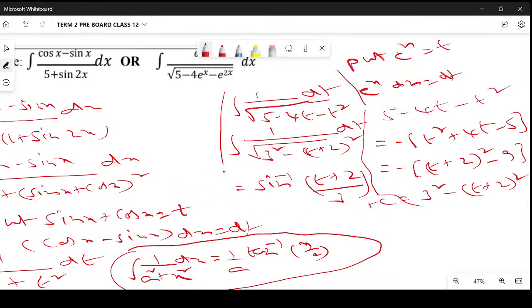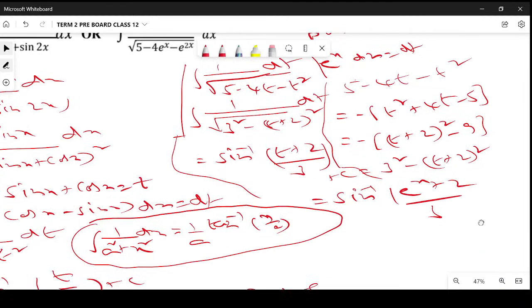I can consider this. So finally this is equal to sine inverse of t, meaning e power x plus 2 by 3, plus c. Right? I hope you understood this. So this is the substitution I have done on the right side.